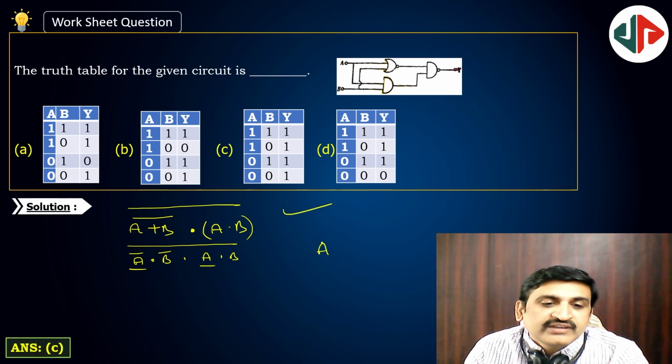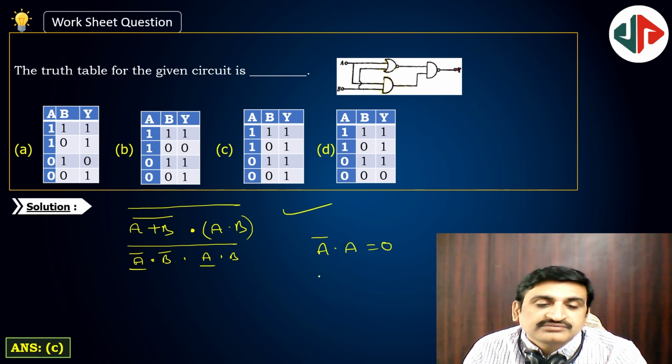I'll tell you, A bar dot A is always 0. Okay. And A bar plus A is always 1. These two should be kept in mind. Next.